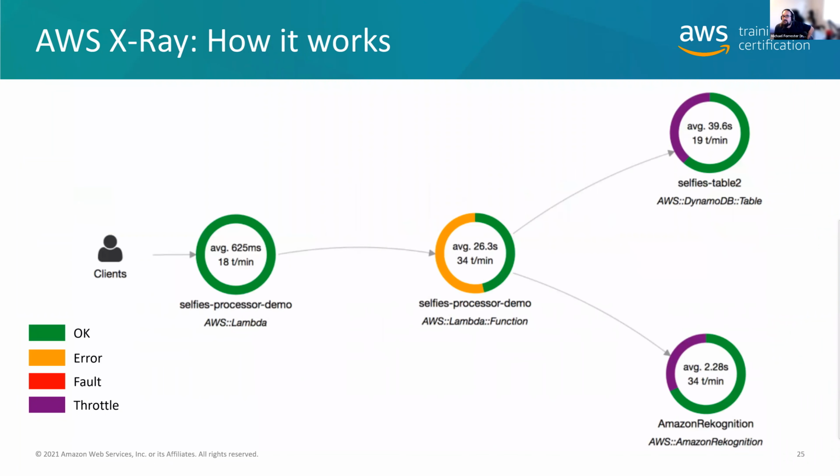This is another example of a service map. Notice that there's some throttling going on with both Rekognition and the DynamoDB table. Rekognition, by the way, is used to do image recognition for AWS, image and video, actually. It'll do video, anything images.